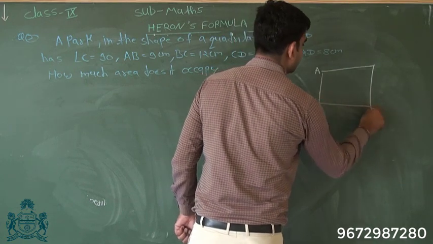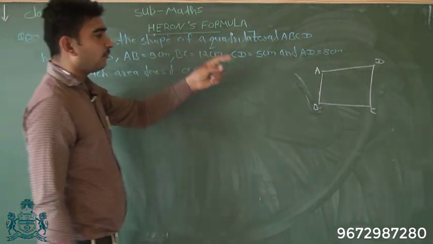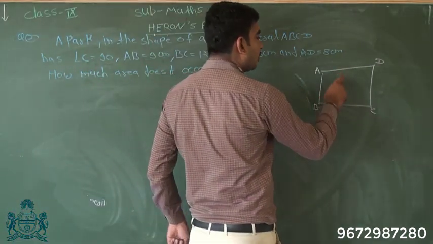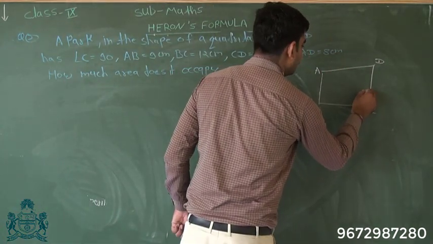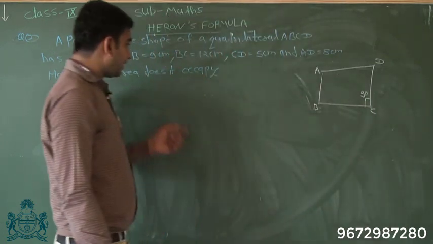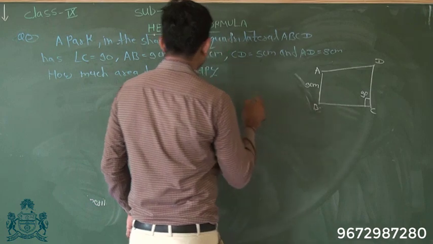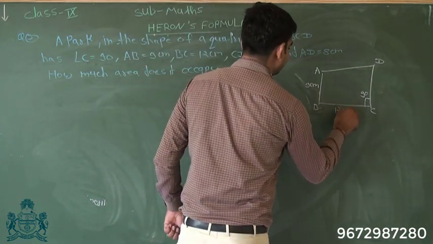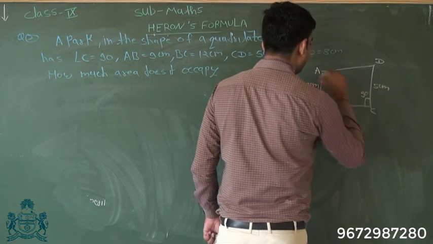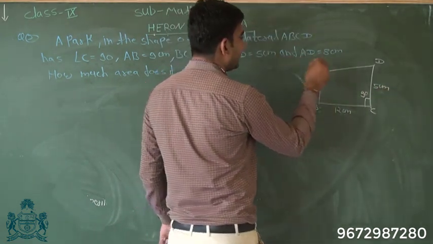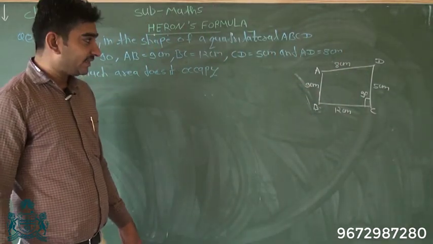Let ABCD be a quadrilateral, a park in the shape of quadrilateral ABCD. Angle C equals 90 degrees, AB equals 9 centimeters, BC equals 12 centimeters, CD equals 5 centimeters, and AD equals 8 centimeters.